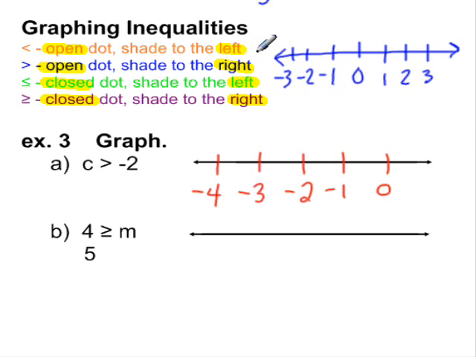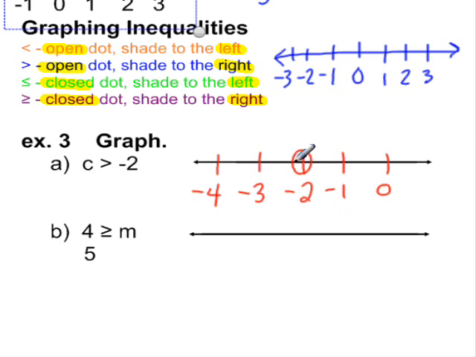Now, if I come back up here to our little chart, we've got greater than. That means it's an open dot. And an open dot means that we're going to start with this number, but it's not a solution. So this -2, if I had plugged this in here, -2, that is not a true statement. -2 is not greater than -2. So that means that -2 can't be a solution, but it's just our starting place.